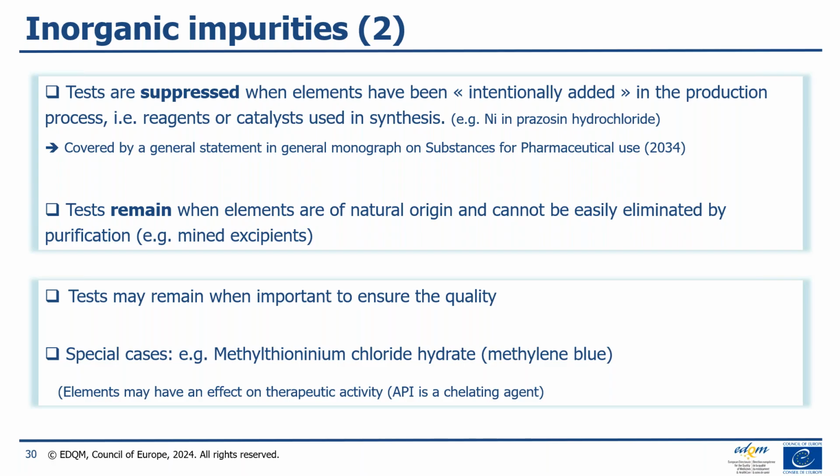The test for elemental impurities will remain when those elements are of natural origin and cannot be easily eliminated by purification. This is the case of the mined excipients. And there are also some specific cases like methylene blue, where the elements may have an effect on the therapeutic activity. And in this case, you will also find tests and limits for the elemental impurities.